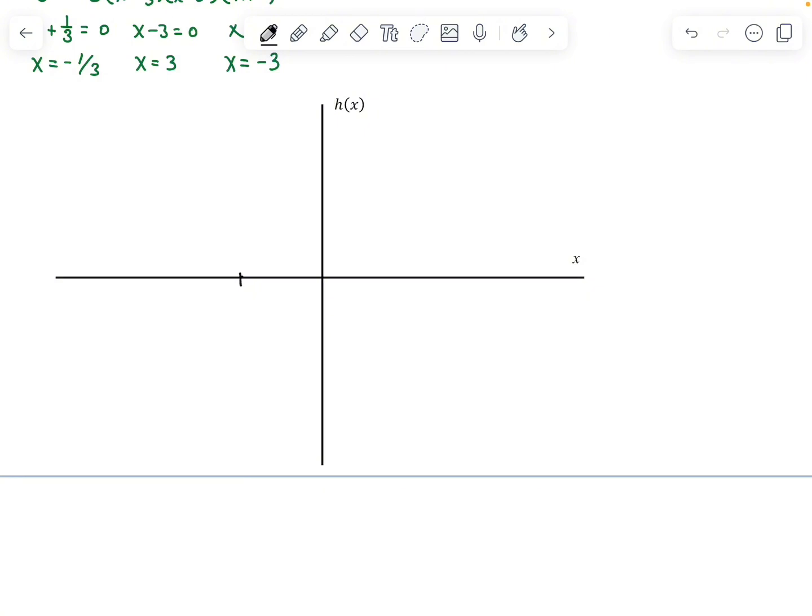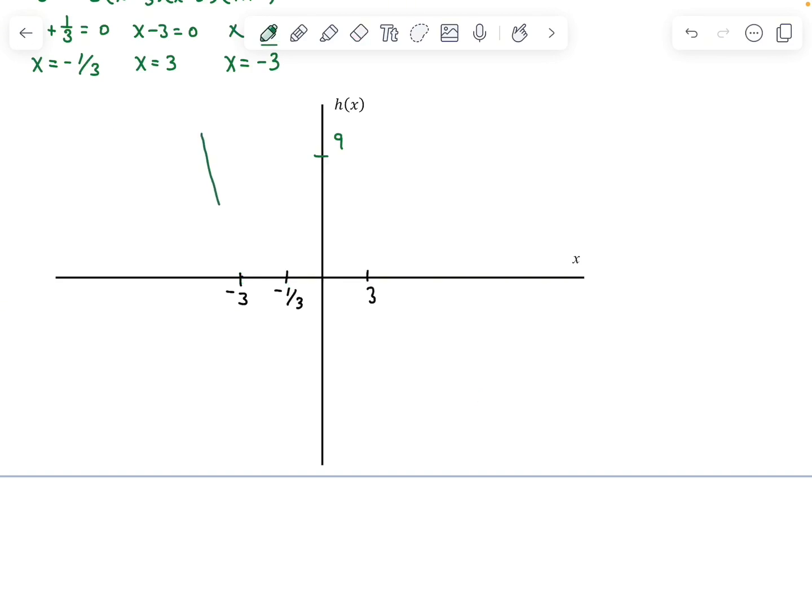There are zeros at -3 and -1/3, and 3. There is a vertical intercept at 9. The end behavior of the graph is that it finishes down and has opposite end behavior. And the graph crosses the horizontal axis at each of the zeros. So let's sketch h of x.